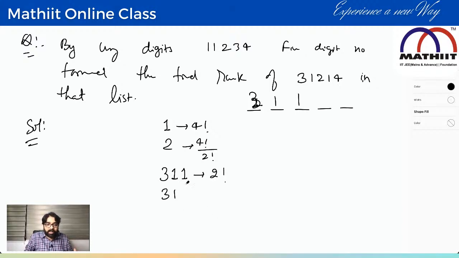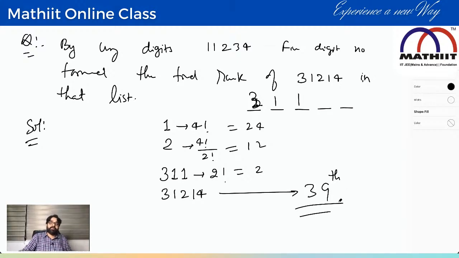Now after 3 1, what will be next? 2, but that is my sequence. After that, what next will come? 1 will come, that is my sequence. Next, what will come? 4, that is my number. So I got my number. Before this, how many numbers are there? 24, and this will be 12, and this will be 2. So this is 24, 36, 38, 39th. I may make a calculation mistake. If I am, please let me know, or any other mistake. The rank will be 39th.